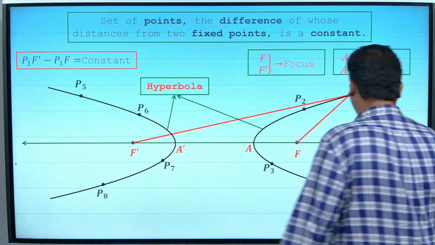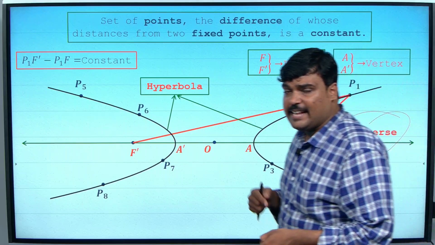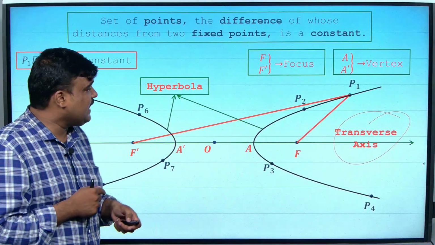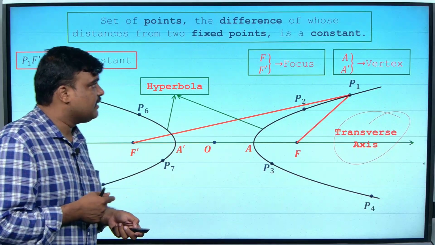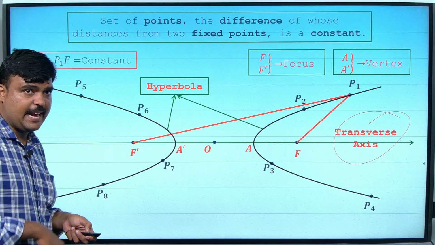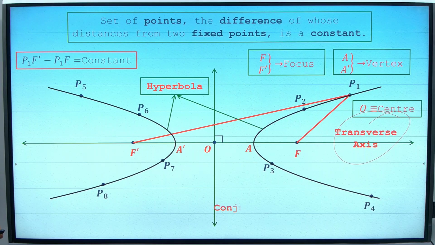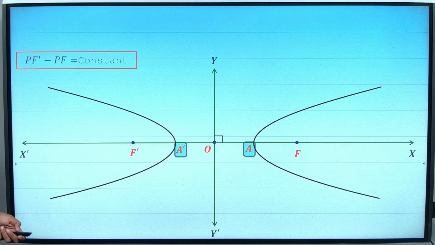This line I am going to call the transverse axis. Why is it the transverse axis? The line on which the loop is there, I am going to call it the transverse axis. The axis on which I do not have a loop will be the conjugate axis. Here also there are two cases: the transverse axis can be on the y axis or on the x axis. So O is my center, and the other axis I am going to call the conjugate axis, okay.